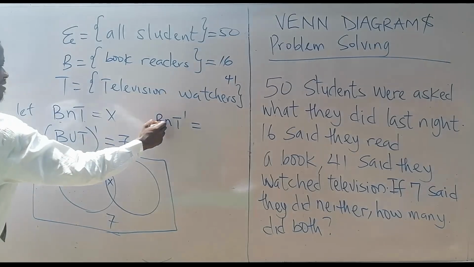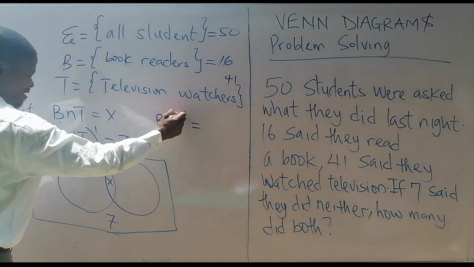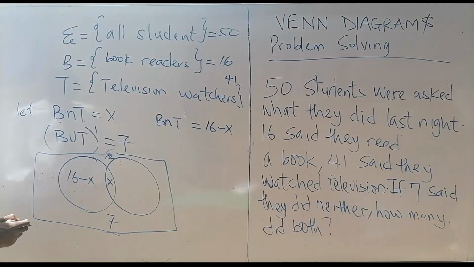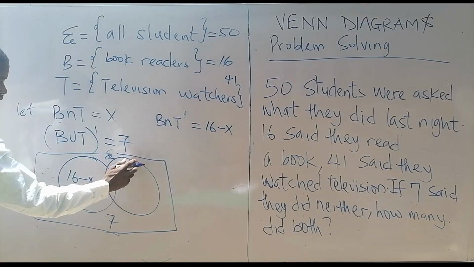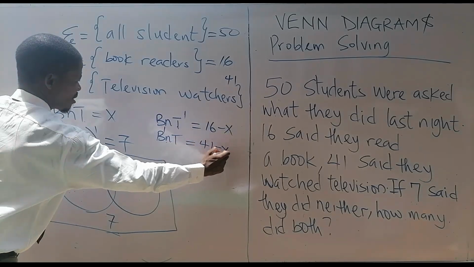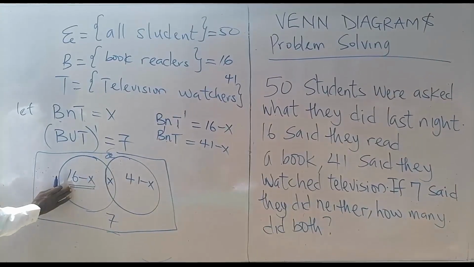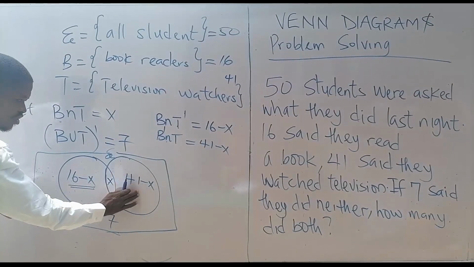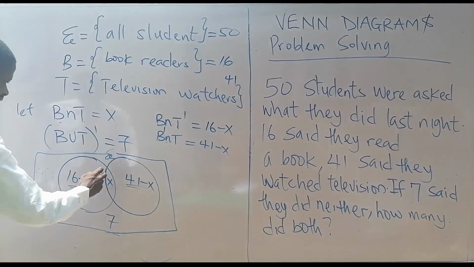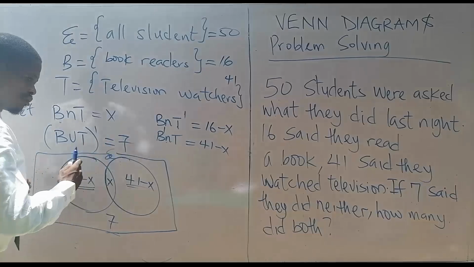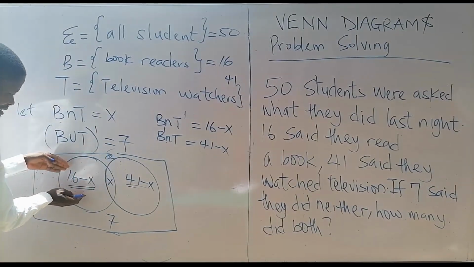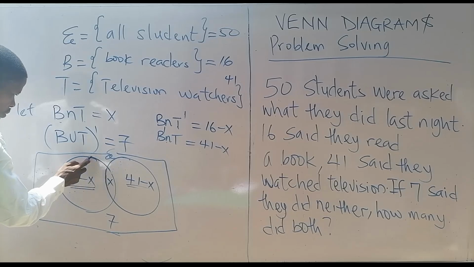So B intersect T complement is going to be 16 minus X. And then this place, B complement intersect T, that's 41 minus X. This is book readers only. This is television only. Anywhere you have an intersection, those that perform the two actions, you need to take it away from the whole of the set.